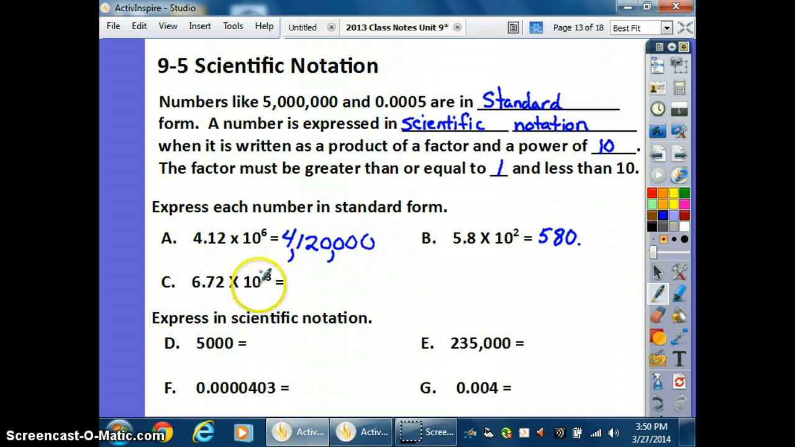Okay, here we have our negative exponent. We know we write these with small numbers, so we're going to move to the left, add zeros in front of this. We're going to have to move 3 places to the left. We'll add 2 zeros because 6 will count as one of them.